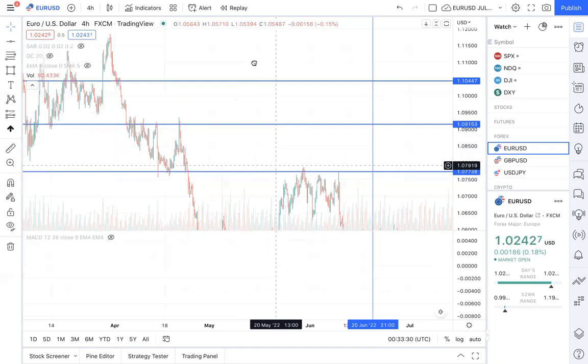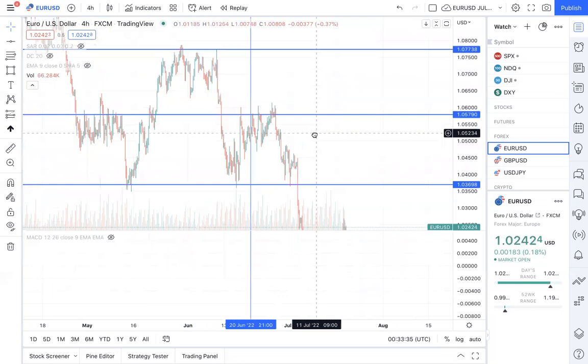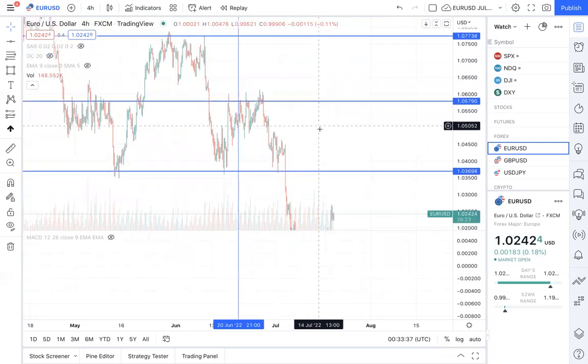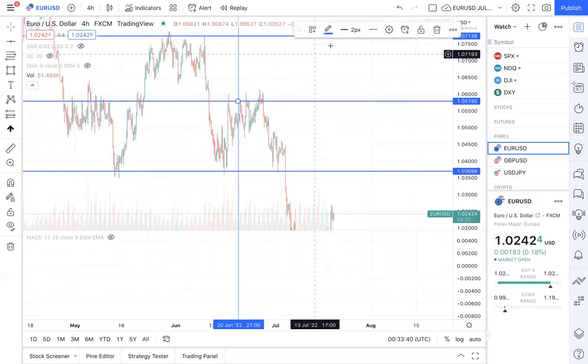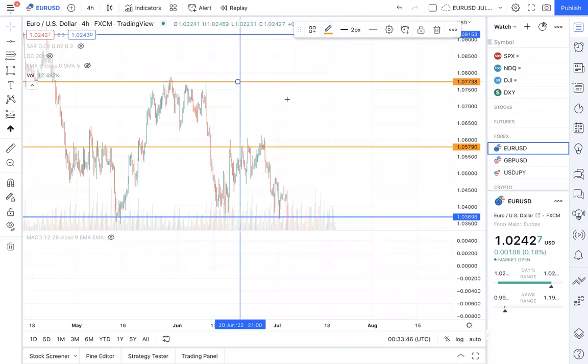So we're going to keep these notes. We got our day notes and we have our 4-hour notes on the same chart. You can always change the color if you want based on the level that it's at. Let's just say this is our 4-hour. This is our 4-hour. Right.